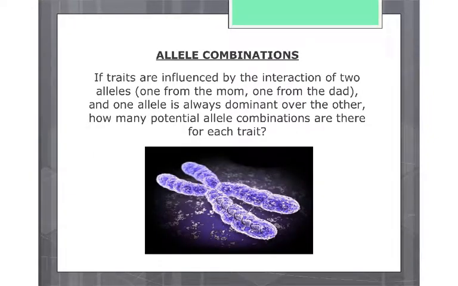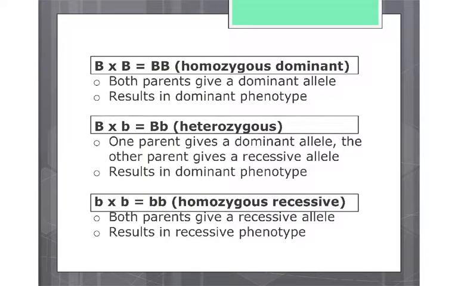Now, looking at allele combinations, if traits are influenced by the interaction of two alleles, one from mom, one from dad, and one allele is always dominant over the other, how many potential allele combinations are there for each trait? I'll go over this a little bit more in detail, but looking here, big B and a big B. That means that this individual is going to have two big B's.